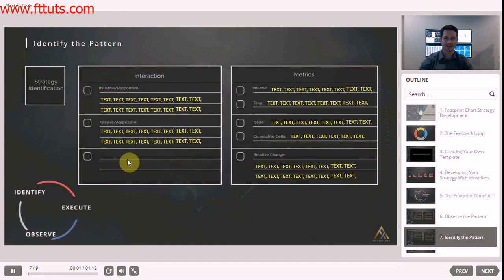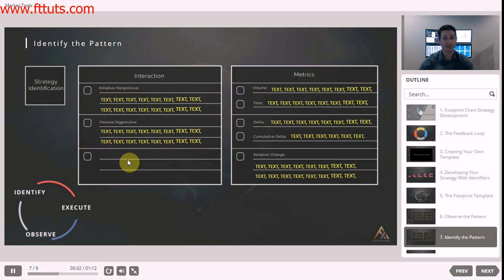Now, this is the second section of the template that you're going to complete, and this is effectively the strategy identification. So these are the identifiers that you will need to recognize in order for one of the 10 strategies to be in play. Now, the first thing to look at is the two subsections, which is interaction and then the metrics. In terms of interaction, we're going to focus on was there initiative or responsive type price action?